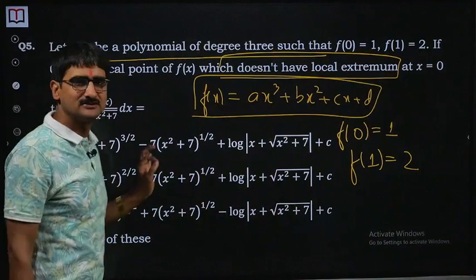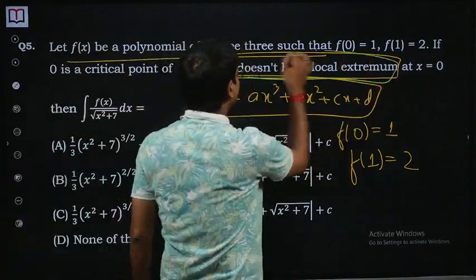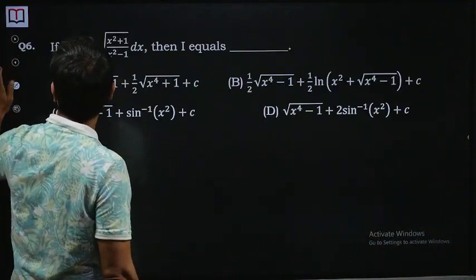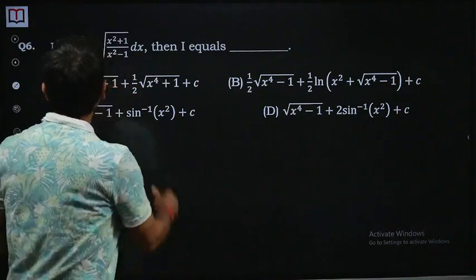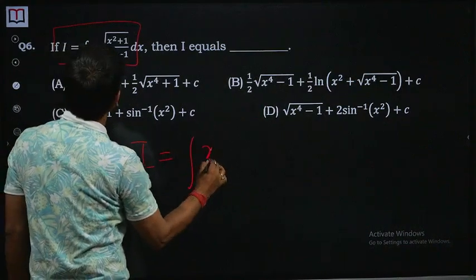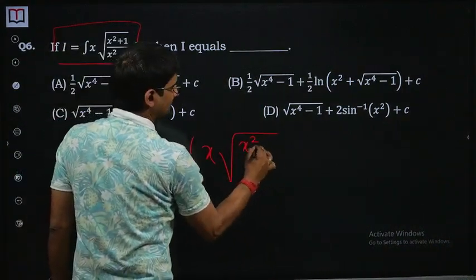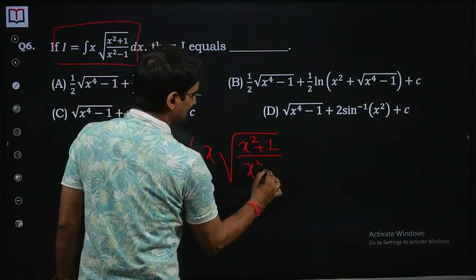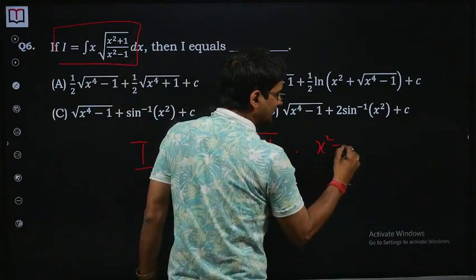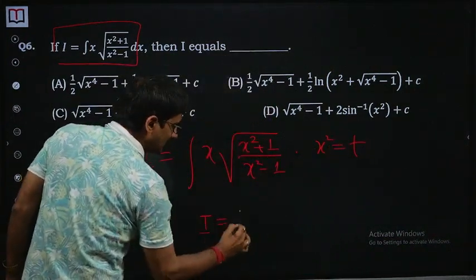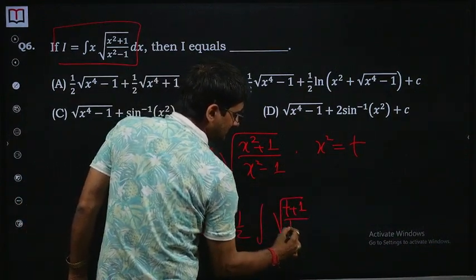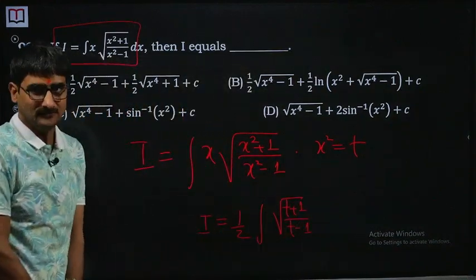I found it to be an interesting question because of the involvement of some concept of application of derivatives also. Now moving to the next one. The next question is, if I is this, we have to just integrate it: x square plus 1 upon x square minus 1. One thing is very clear. If I replace x square by t, then I is half dt and t plus 1 upon t minus 1, right?